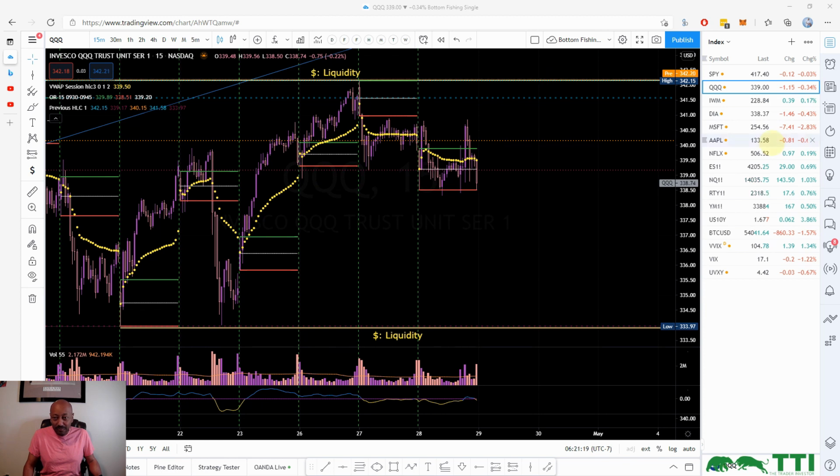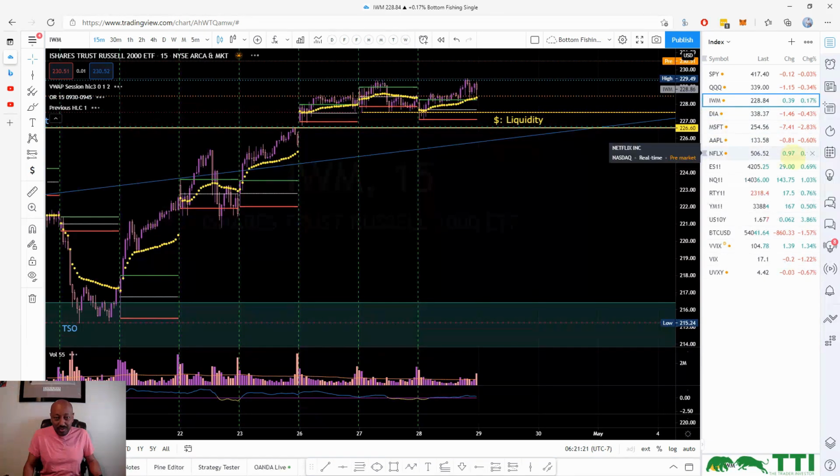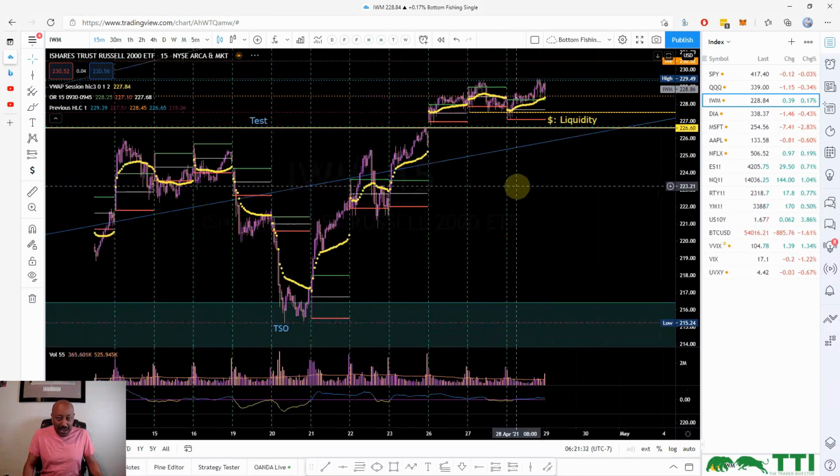For the Qs, everything looks good, right? Everything looks good, and today we're going to have some movement. It's not going to be a small movement, it's going to be a significant movement. Which way? I don't know. Which way doesn't matter.